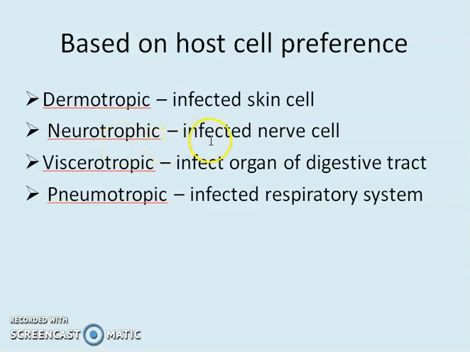Another, the second type, is neurotropic viruses. Neurotropic means the viruses which infect nerve cells. An example is rabies virus. Then the third one is the viscerotropic viruses. Viscerotropic means viruses which infect the organs of the digestive system. Examples are rotavirus and also poliovirus. And the fourth one is pneumotropic, which infects the respiratory system. Examples include the SARS virus and the very notorious COVID virus, which infect respiratory cells. So this is another method of classification of viruses.